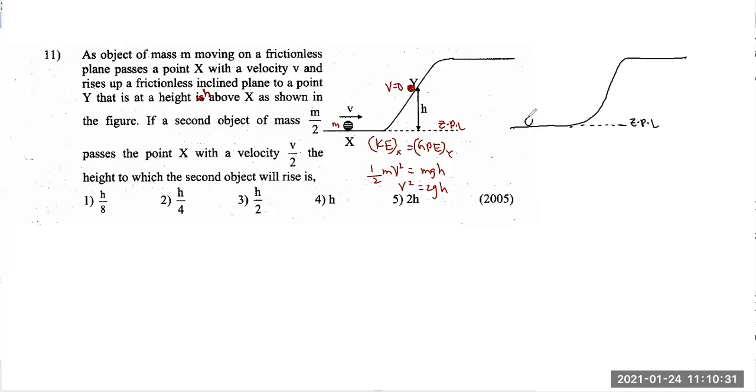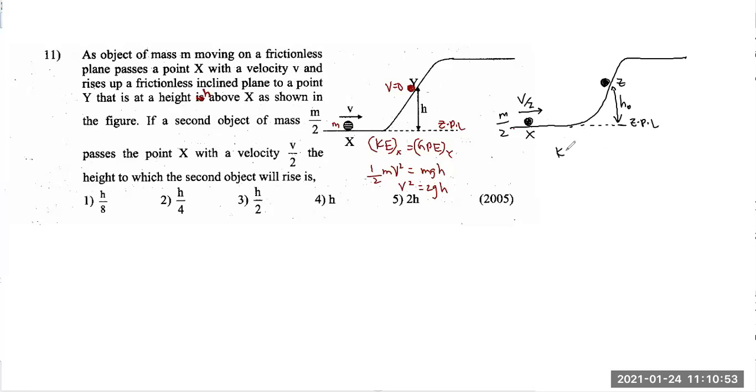Now, the object has mass m by 2, whereas its initial velocity is v by 2. They are asking to which height it's going to reach. We don't know the new height. Let's say this point is x and the new point is z now. I'll take that new height as h naught. So we have to find h naught in terms of h.